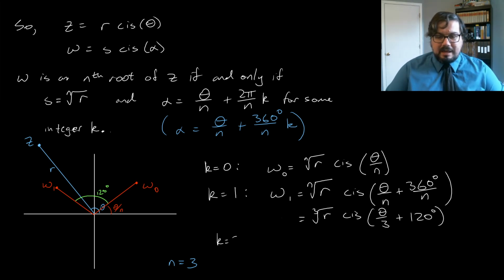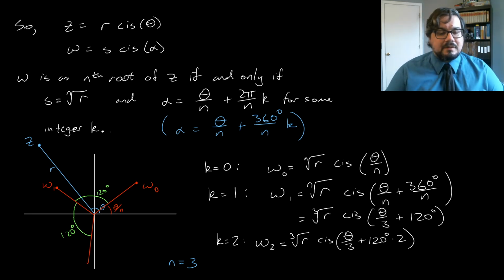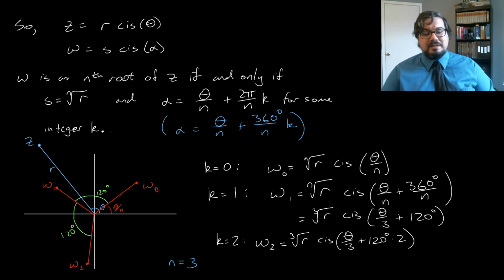All right, and then what about k equals 2? K equals 2 is going to give us W2, which is the cube root of r times cis of theta over 3 plus 120 degrees times 2. Now when we do that, we're going to go around another 120 degrees and get to something like this. And so our next point is down here, W2.